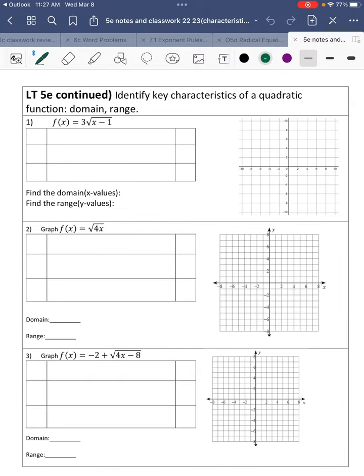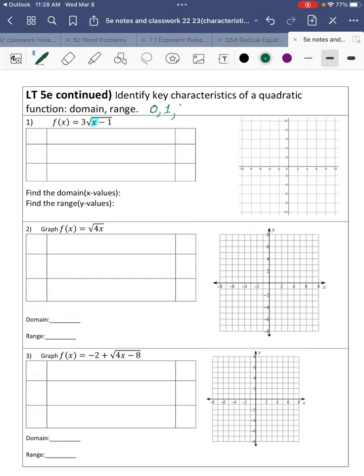Okay, this is 5e continued. So this is a continuation of what we did last class. What we're going to do is, your goal is always, we want to figure out what numbers can you put in for x that when you subtract 1, you can take the square root of it. The numbers that are easily square rooted are 0.